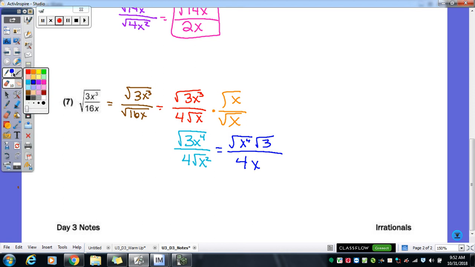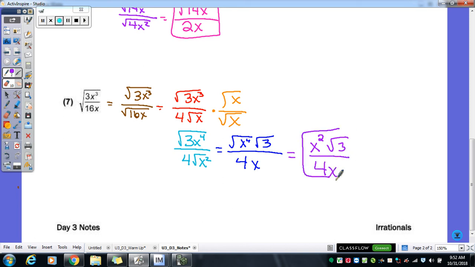And then the square root of x to the 4th would be x squared. You just divide your 4 by 2. So x squared square root of 3 all over 4x is our final answer.